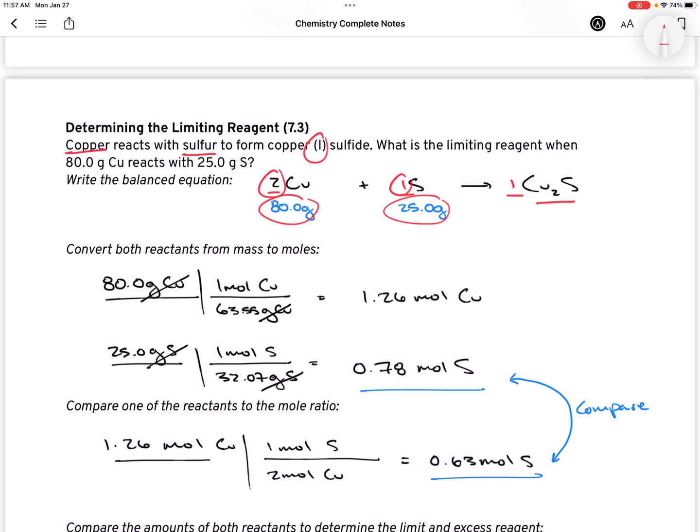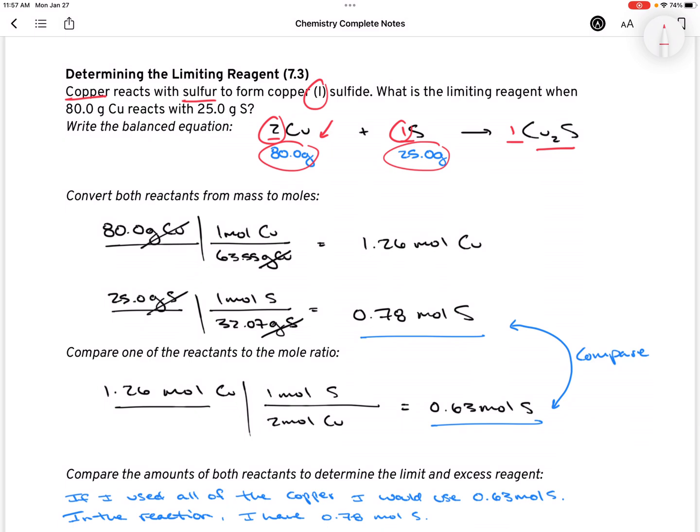Now you may say, well, we have more copper because it's 80 grams, but is that necessarily the case? Copper is a lot heavier of an element than sulfur. Copper is 63 grams per mole, while sulfur is only 32 grams per mole. Does that mean copper is the excess reagent just because the value is higher? You cannot assume that, okay? You're probably going to see down below what I'm alluding to.